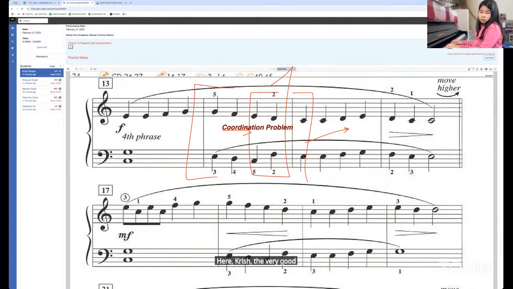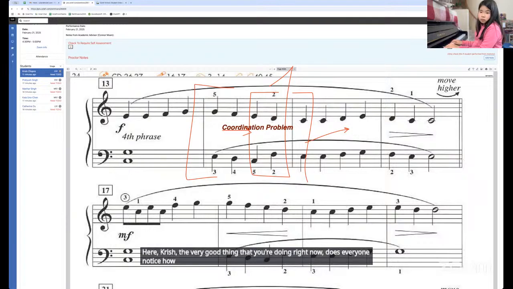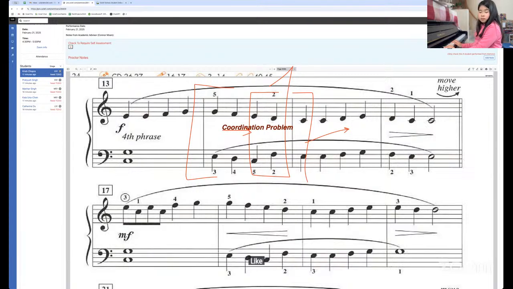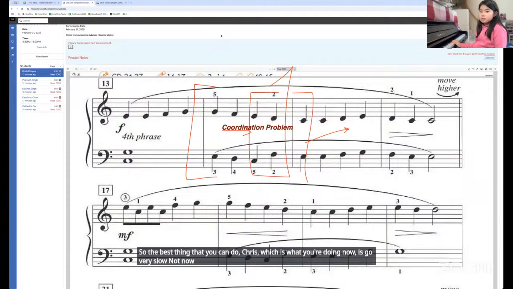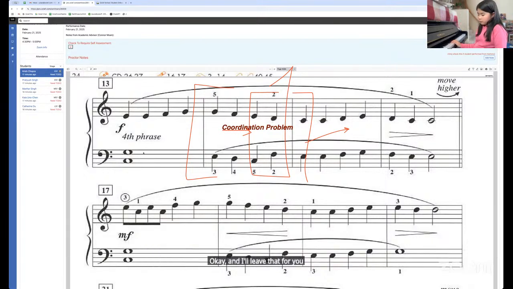Right now, does everyone notice how he's a little bit frustrated, but he's not getting very frustrated? This is a normal thing that we are all faced with whenever we're playing piano. I face it when I'm learning a new piece. You guys face it. Of course, this happens to all of us. So the best thing that you can do, Krish, which is what you're doing now, is go very slow. Not now, but when you practice later, go through this to try to improve your coordination in this one spot. Okay. And I'll leave that for you and your professor in the notes from today.